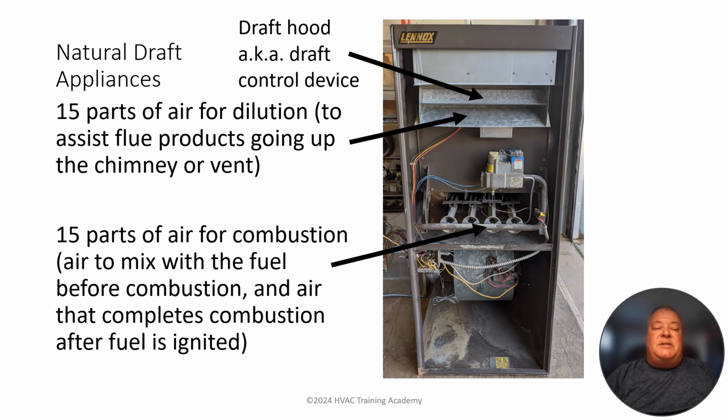The natural draft equipment here, and again, we're showing this old Lennox piece as an example, shows its draft hood, or the draft control device as it's known. 15 parts of air are going to be required for dilution, assisting those flue products going up the chimney or the vent. The other 15 parts of air are required for combustion, which of course are going to mix with the fuel before and after the point of ignition. So those two things together, just realize that we're going to need 30 parts of air for every part of natural gas being burned in this piece of equipment.